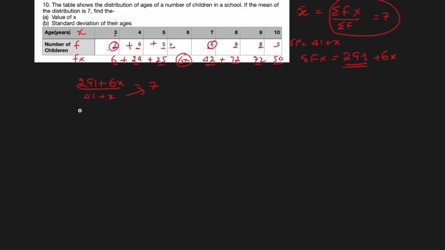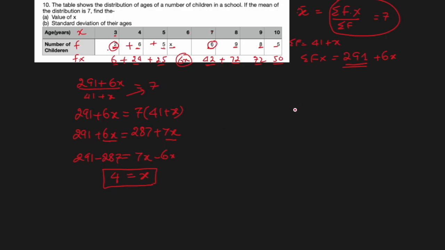Cross multiply. 291 plus 6x equals 7 times (41 plus x), which is 287 plus 7x. Let's bring the 6x over so that it becomes negative after 7x, so we don't get a negative number. And 291 minus 287 gives 4. So x comes out to be 4 by simple calculations. So we found x.